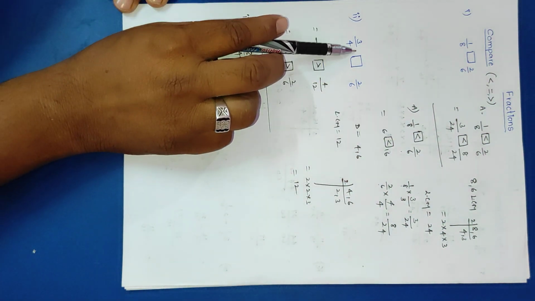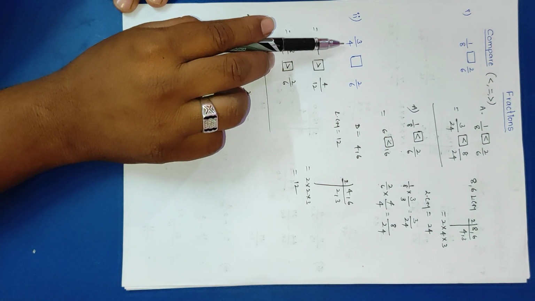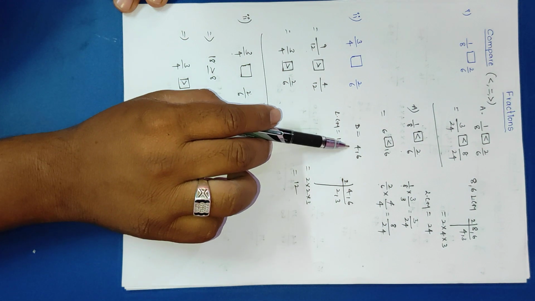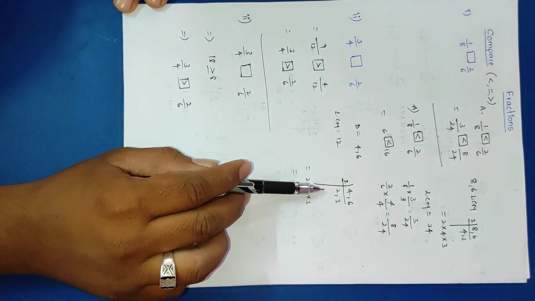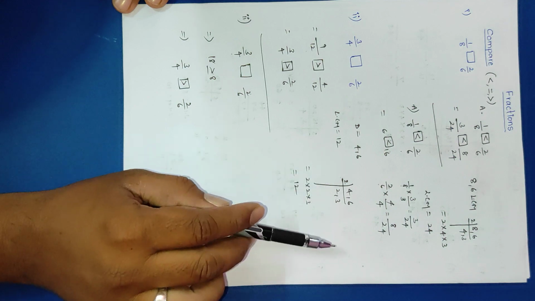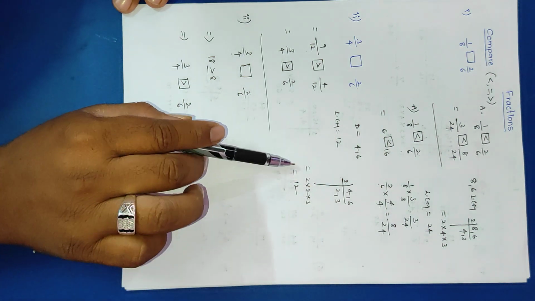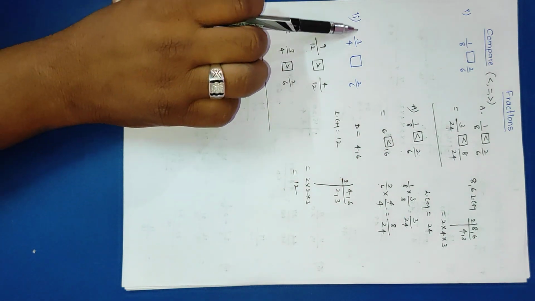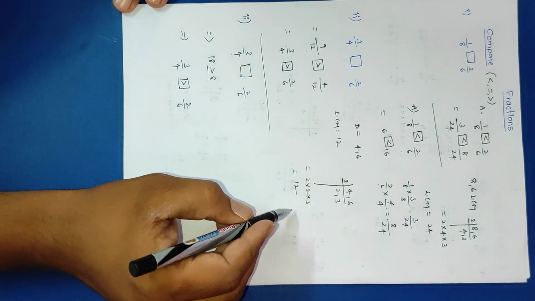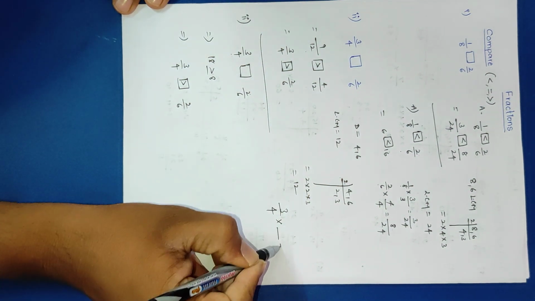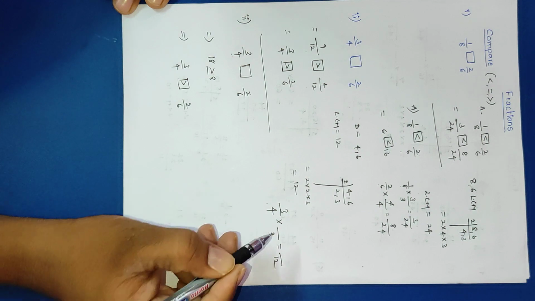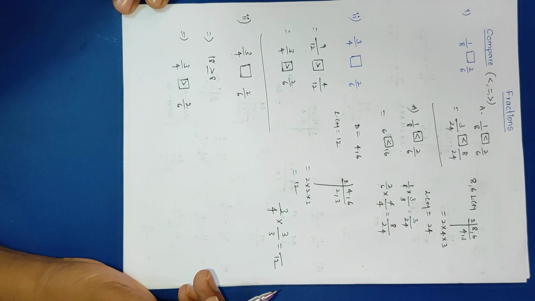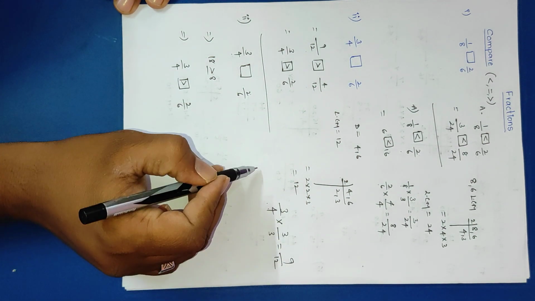Now the second one, 3/4 and 2/6. Here 4 and 6 are different denominators, so find the LCM of 4 and 6. 2 2s are 4, 2 3s are 6. LCM is 2 2s are 4, 4 3s are 12. Now write equivalent fractions with denominator 12. For 3/4, 4 3s are 12. I multiplied the denominator by 3, so multiply the numerator also by 3. 3 3s are 9.